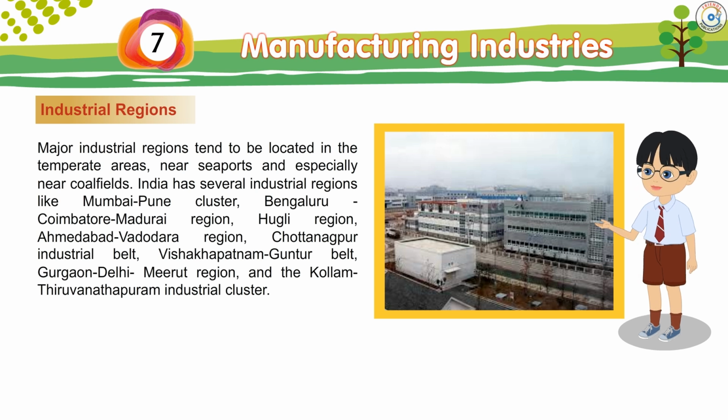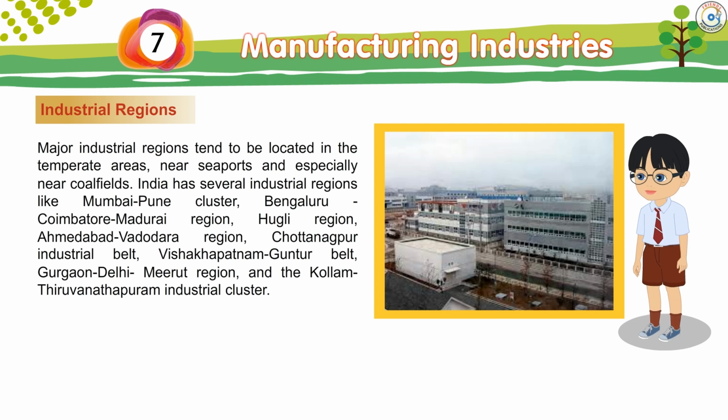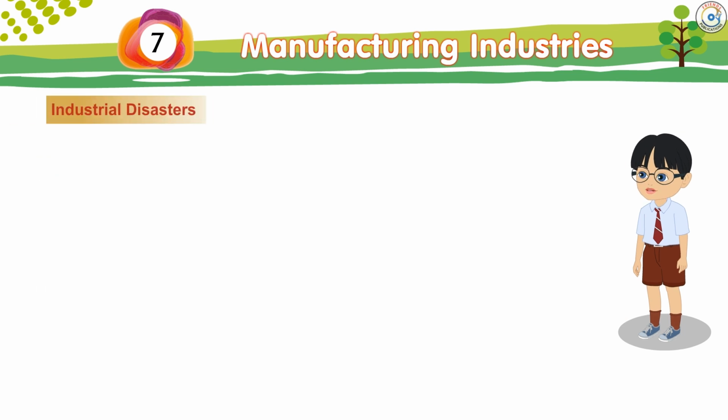India has several industrial regions like Mumbai, Pune cluster, Bangalore, Coimbatore, Madurai region, Hooghly region, Ahmedabad, Vadodara region, Chota Nagpur industrial belt, Vishakhapatnam, Guntur belt, Gurgaon, Delhi, Meerut region, and the Kollam, Thiruvananthapuram industrial cluster.